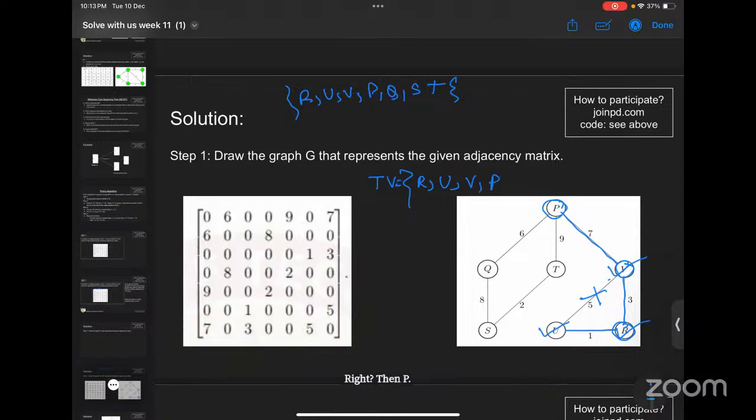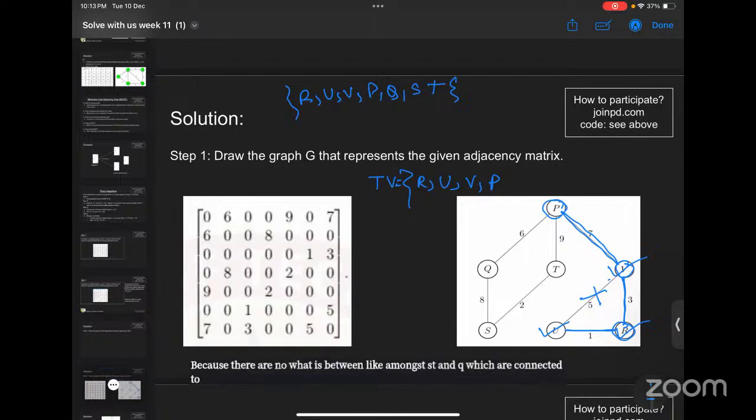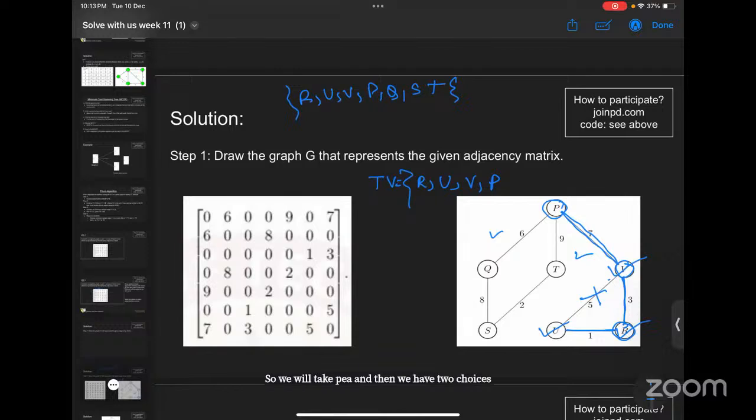Okay. So as far as our path is concerned, it is like that. Then as we are in P, now we have to check the vertices which are connected with any one of these R, U, V, P. So we cannot take R, U, V because there are no vertices among S, T and Q which are connected to R, U and V. So we will take P, and then we have two choices, right? One, we can go to Q. The second, we can go to T.